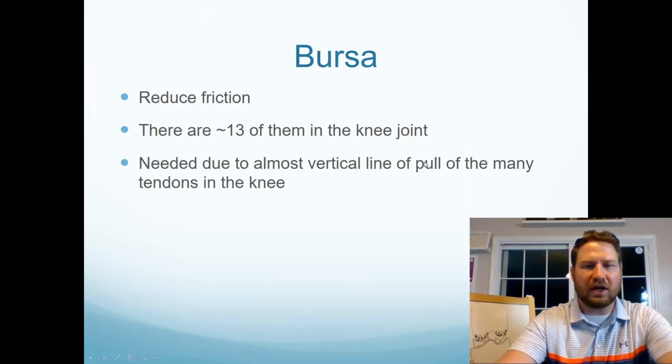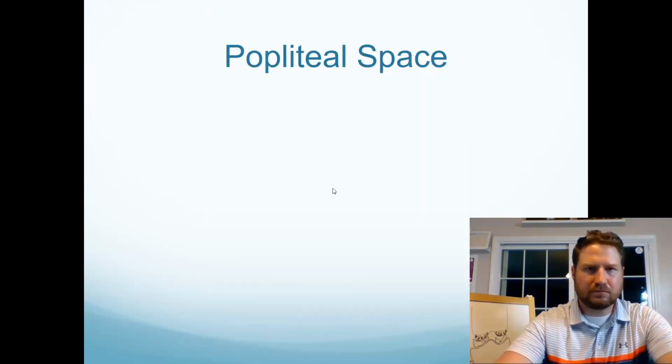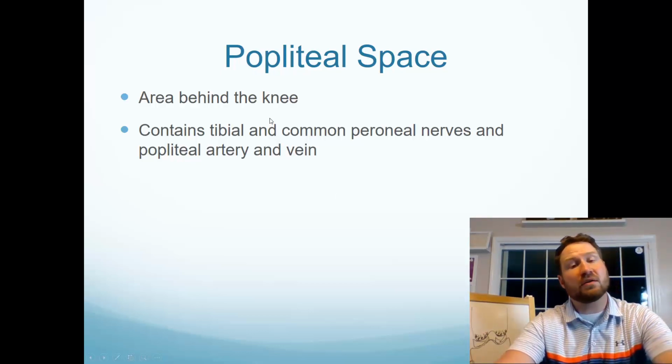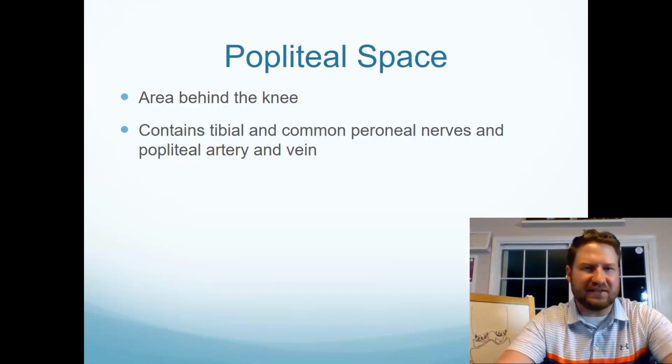Needed due to the almost vertical line of pull of the many tendons of the knee. So that suprapatellar one is going to be the one that we're usually worried about. Our popliteal space is the area behind the knee. Contains the tibial and common peroneal nerves and popliteal artery and vein. That, my friends, the popliteal space, or just proximal to the popliteal space, is where the sciatic nerve, the big, almost nickel-sized nerve running down the back of your leg, splits into the tibial and peroneal nerves.